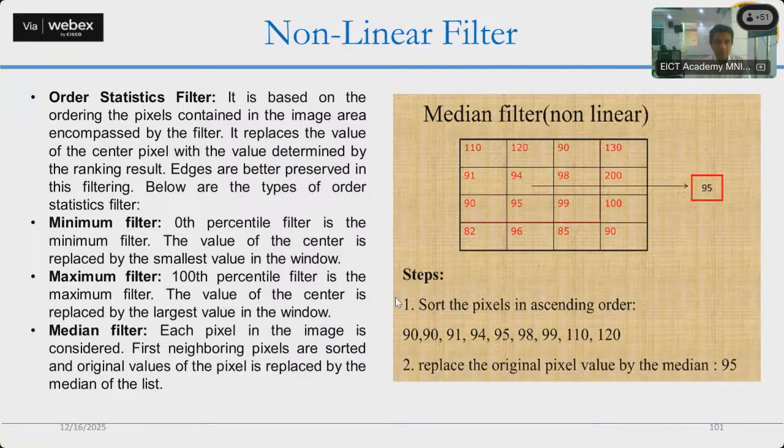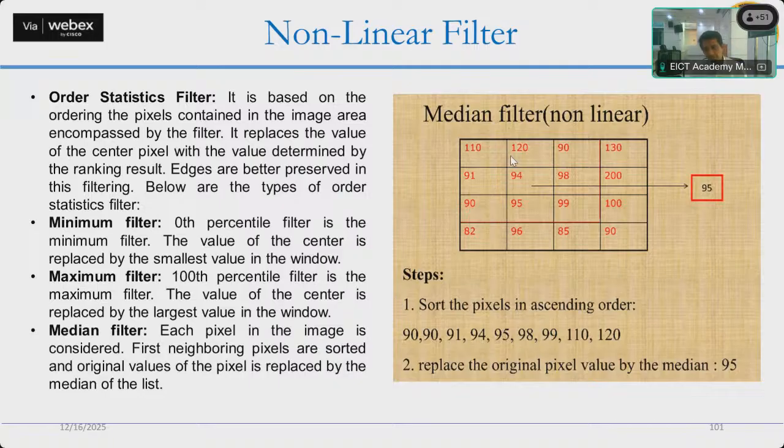The non-linear filter is basically based upon ordering the pixels contained in the image area encompassed by the filter. It replaces the value of the central pixel with the value determined by the ranking result. How does the ranking matter here? For example, the minimum filter is the 0th percentile filter, and the maximum filter is the 100th percentile.